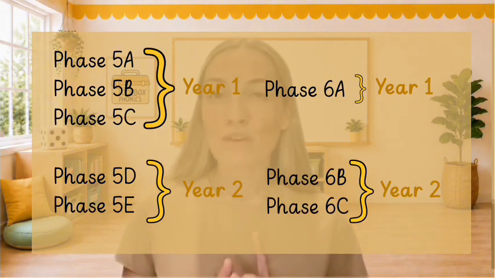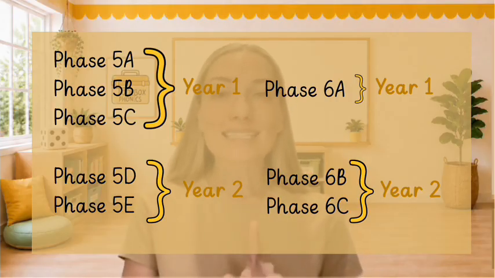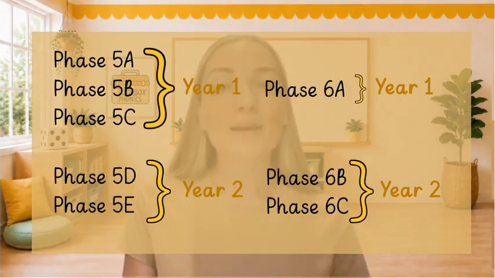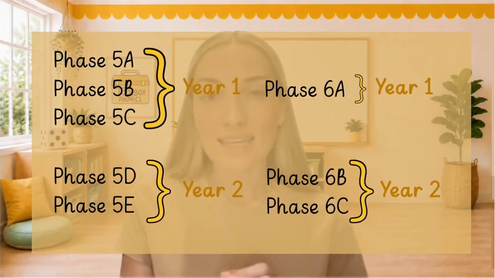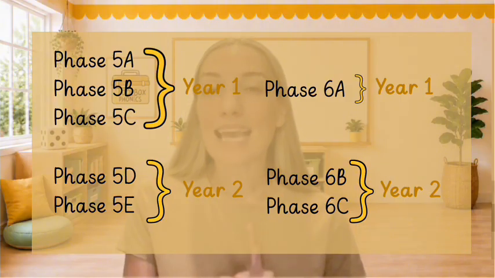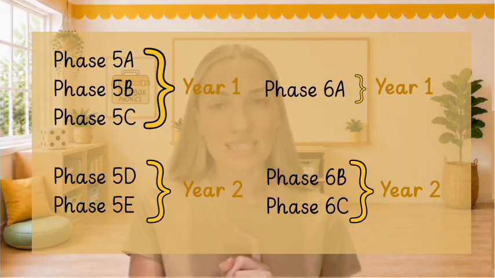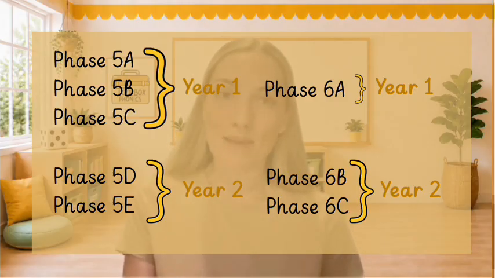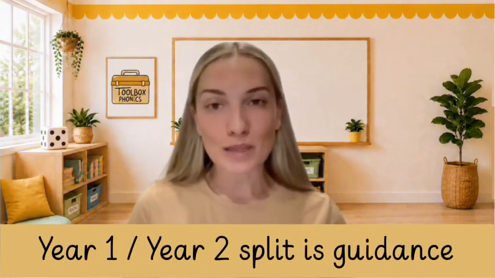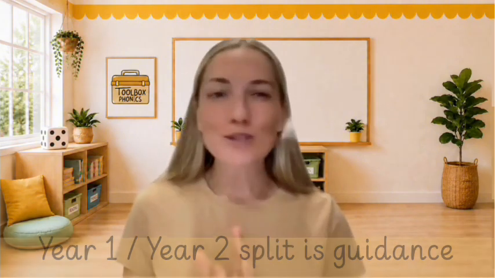The subsections within Phase 5 are ordered so that the sounds recommended for Year 2 appear towards the end of 5D. The same principle applies to Phase 6, where 6A covers the Year 1 recommended prefixes and suffixes, before 6B and 6C move into the Year 2 recommended suffixes and spelling rules. But remember, the curriculum requirements are statutory by the end of Key Stage 1. The Year 1 and Year 2 split provides guidance, so don't worry if you cover some additional sounds earlier.